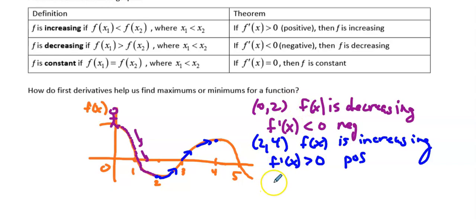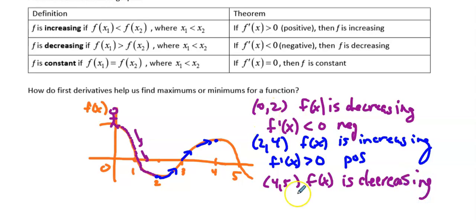And then I'm going to go ahead and say now from 4 to 5, f of x is decreasing again, so we're starting to go down again. And again, f prime of x is going to be less than 0.